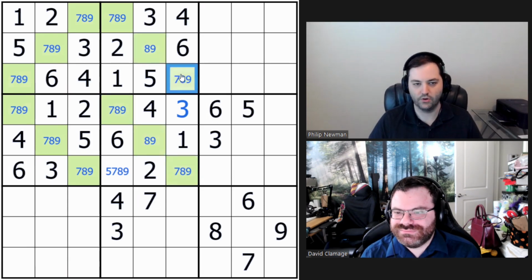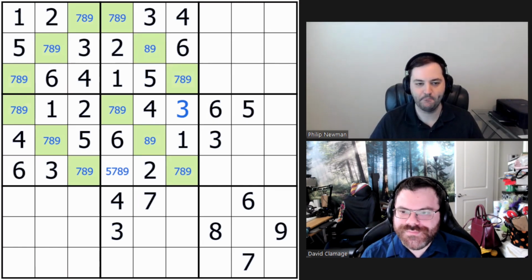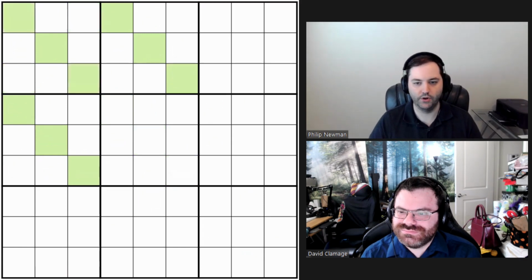Here we have a few strong links. There's a link between 7s here, 8, 9 pair there. But that's it. We're not making any sort of cycle out of those. So we have to kind of go one step further on this. So what I'm going to do is bring it up over here.